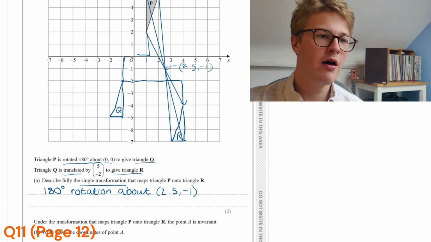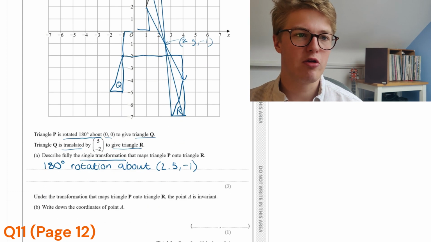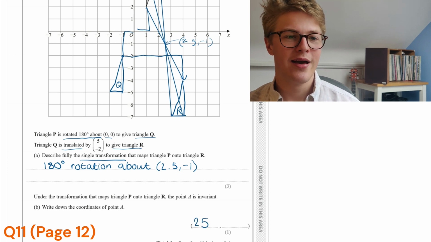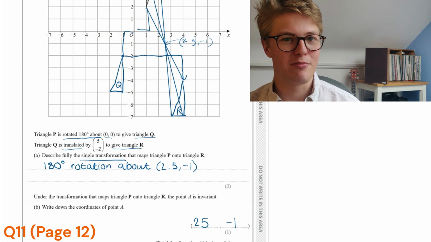In this case, it is (2.5, -1), so therefore we have a 180 degree rotation about the point (2.5, -1). Under the transformation that maps triangle P onto triangle R, the point A is invariant. Write down the coordinates of point A. As we said already, that's going to be (2.5, -1).